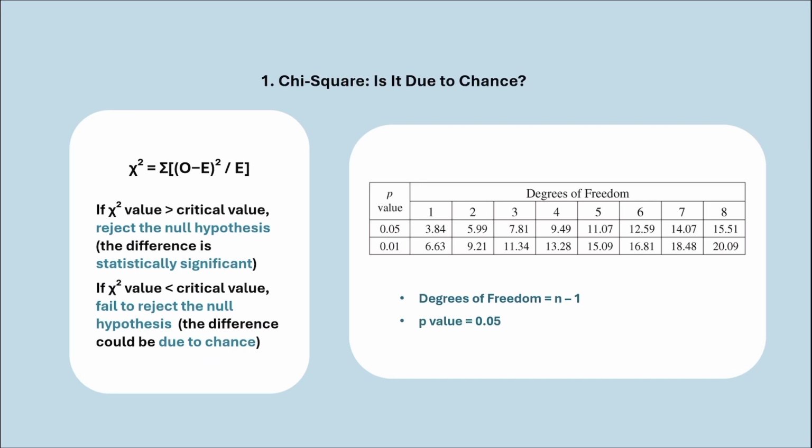So for example, if I have 3 possible outcomes, my degrees of freedom will be 2. And using a table, we'll get a critical value of 5.99. Now we can compare this value with the chi-square value. If the chi-square value is greater than the critical value, we can reject the null hypothesis because the difference is statistically significant. And on the other hand, if the chi-square value is less than the critical value, we fail to reject the null hypothesis, and the difference could be due to chance.